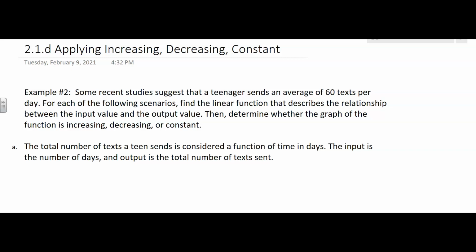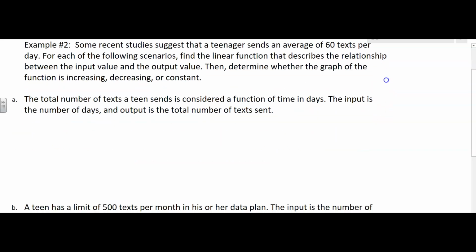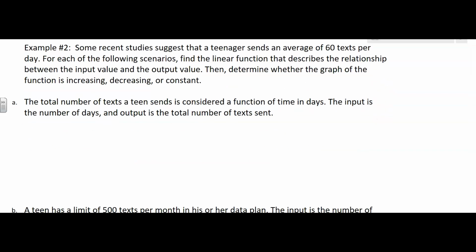Okay, so they want us to apply these concepts of increasing, decreasing, and constant to an example. It says some recent studies suggest that a teenager sends an average of 60 texts per day. For each of the following scenarios, find the linear function that describes the relationship between the input value and the output value. Then determine whether the graph of the function is increasing, decreasing, or constant. Okay, so I'm going to say it's based on how many texts per day, right? So I'm going to say D is going to be number of days.